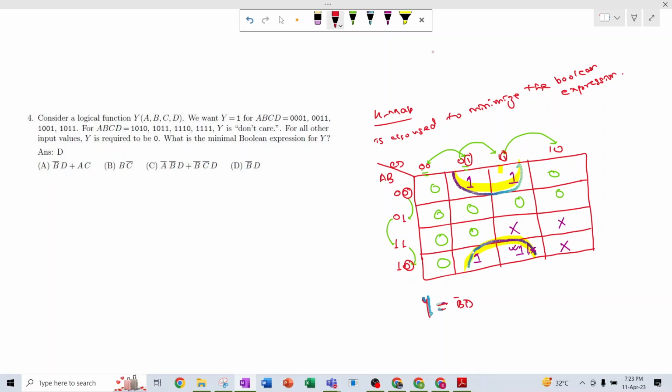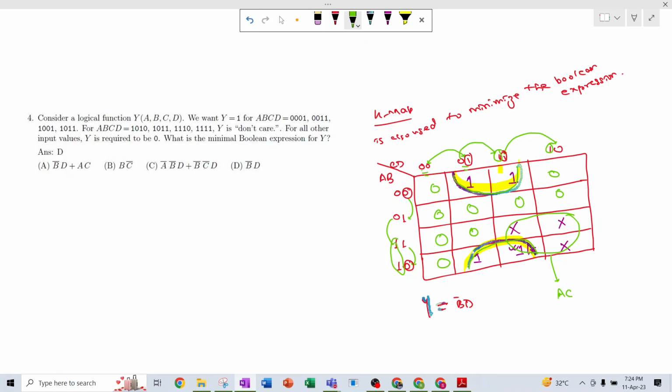Okay, b bar d, and one more group is also possible, which is this thing, using this don't care. So this can be written as 1 1, that means a, and here this is 1 1 1 0, which is c, so ac. But here see, in the first group all the ones are already taken, so we use the don't care term only when we need it to cover a one, but as all the ones are already covered in the first group, we need not consider the second group.